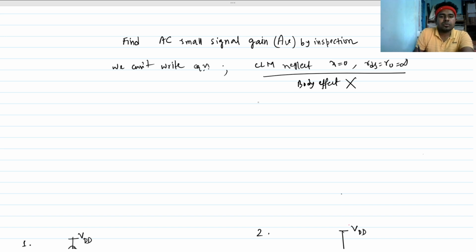And we know that to find the gain of a circuit, we will find the overall gm of the circuit and the overall output impedance of the circuit. Then we multiply overall gm into overall output impedance, and we find the gain. So this is the general formula, but we are not going to write that. We will tell what the gain will be by looking at the circuit instantly.